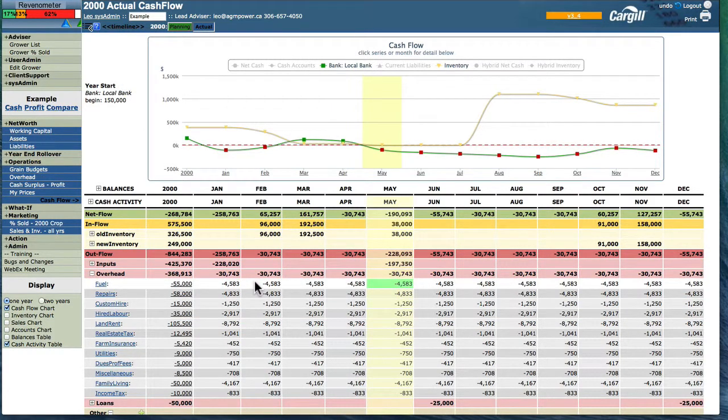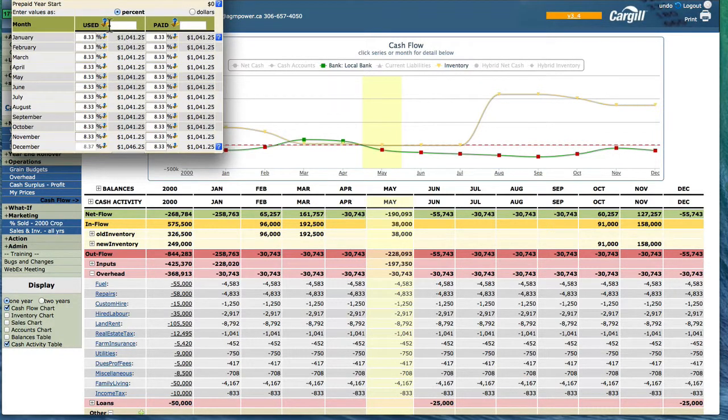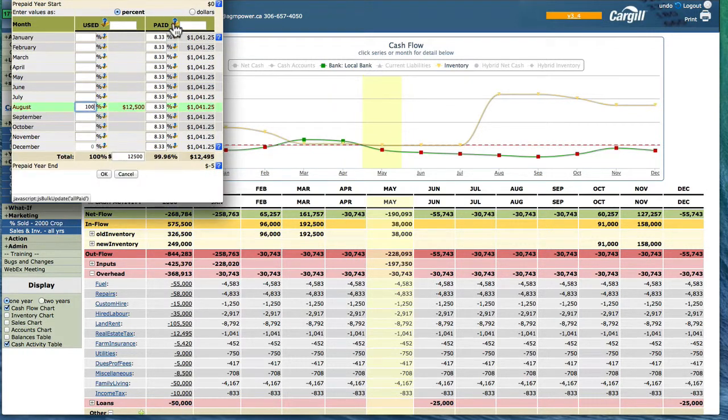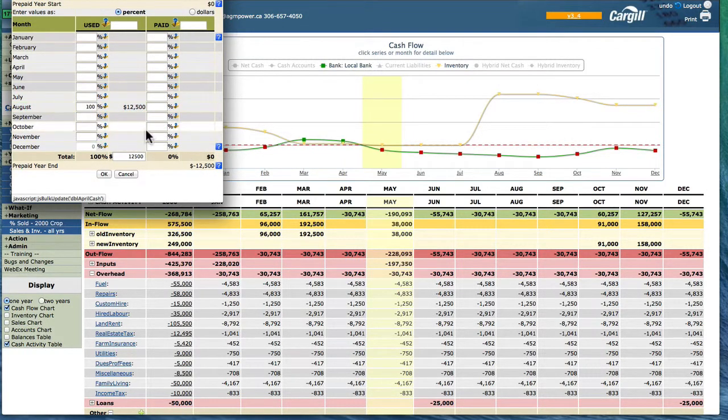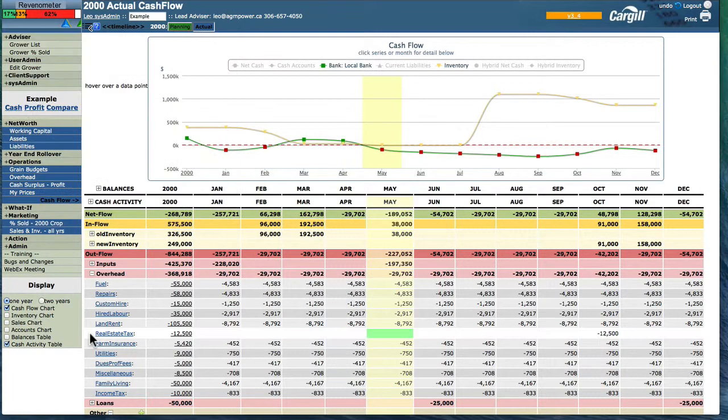Overhead is divided equally between all 12 months, and it can be changed the same way. Real estate taxes are usually done once a year, due in August, and let's clear off all the months and pay for it in October. So we have no prepays, paid at 100%, and at the end of the year we have a 0 balance. And it's reflected in the table and the chart.